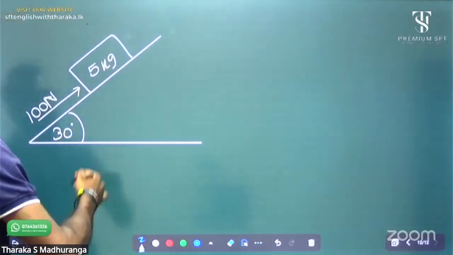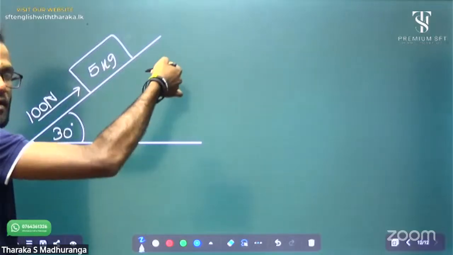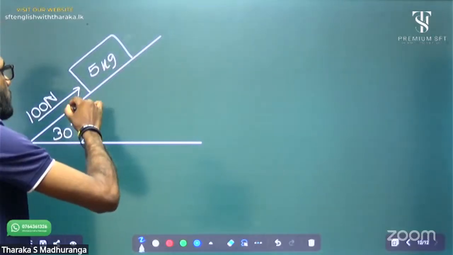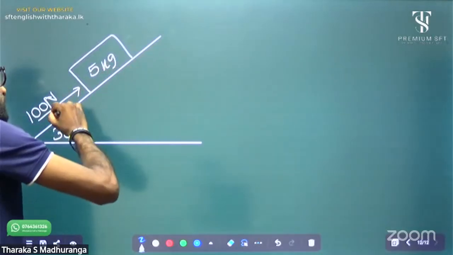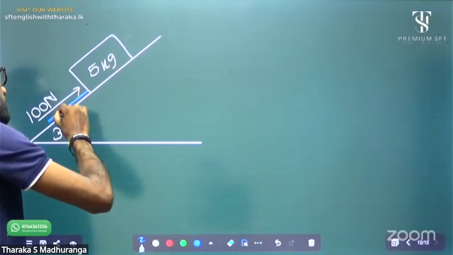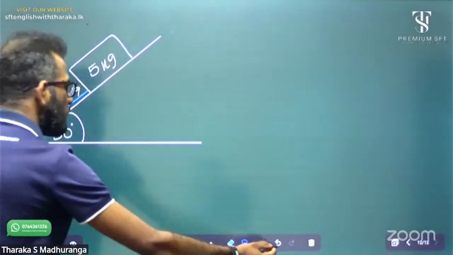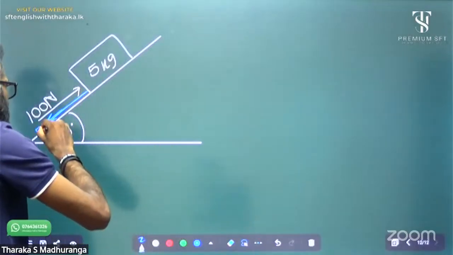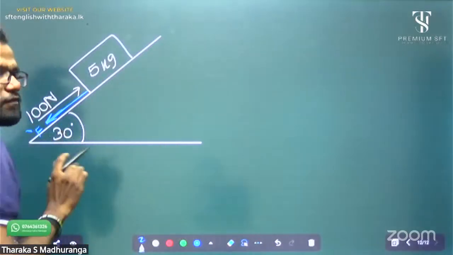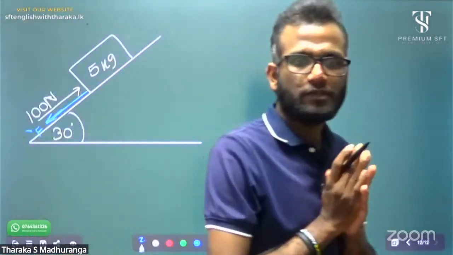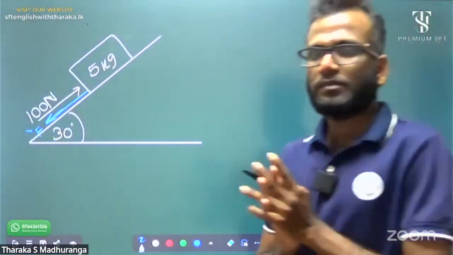Yes, very good. Opposite to 100 Newton. That means downward along the plane. This blue color one is the friction force. I will name it F dash to identify it. This is a friction force.